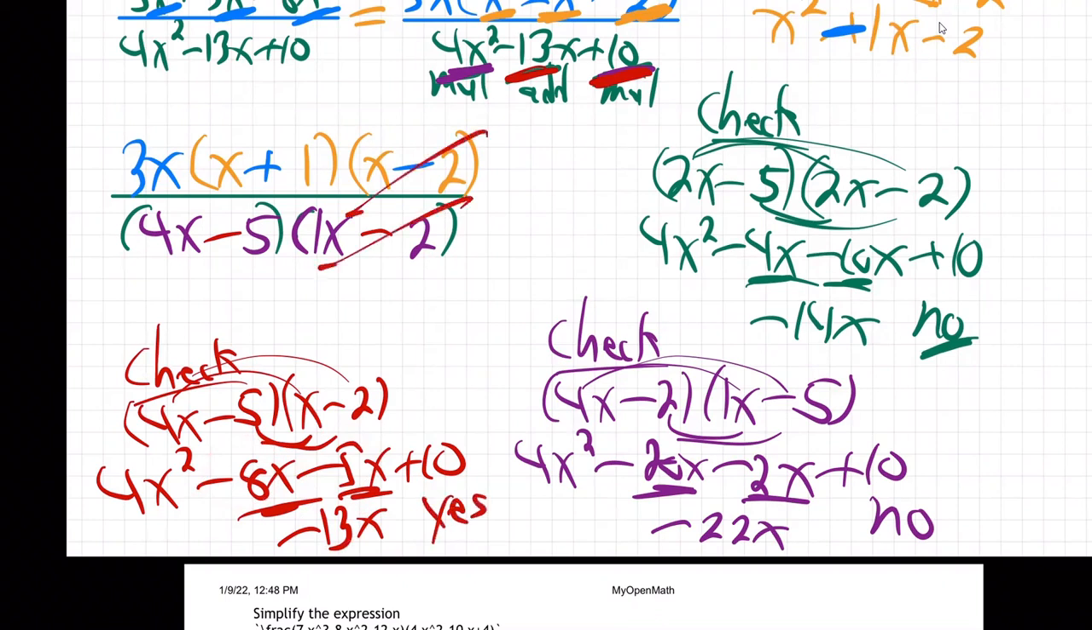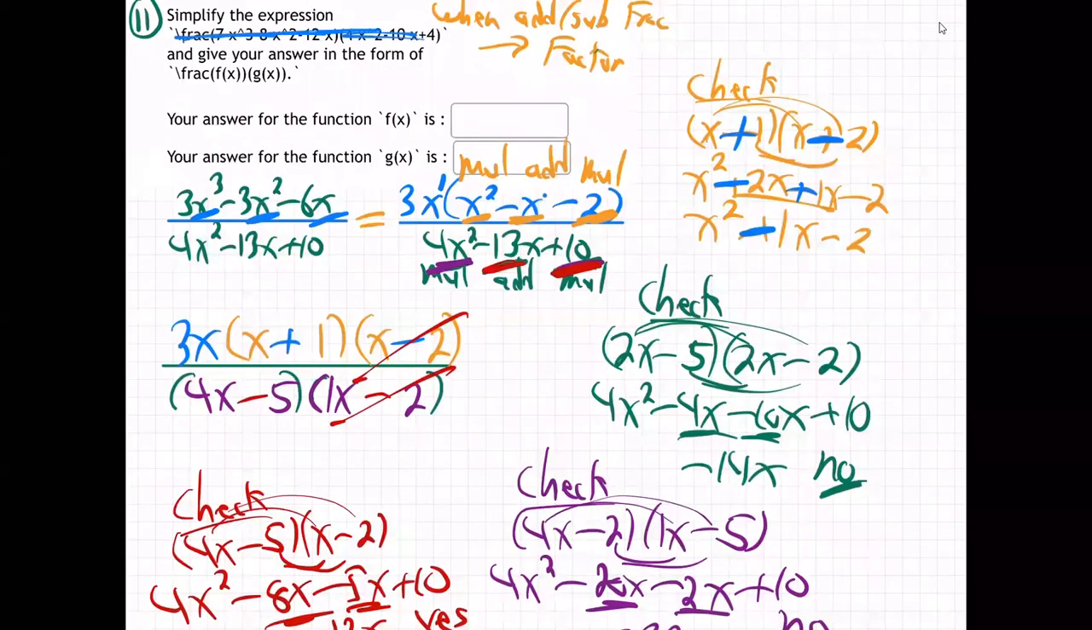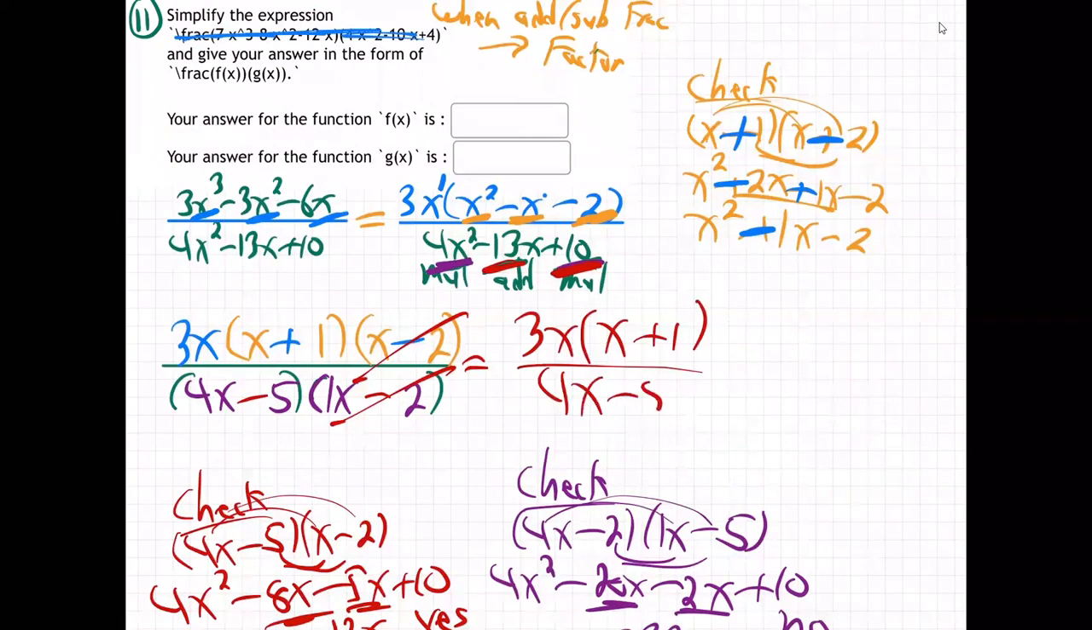Now these can cancel, can't they? And so the final answer, once they cancel, what do we have? We have 3x times x plus 1. Sorry, I'm kind of running out of room here. Let me just get rid of this. Get all those checks everywhere. We have 3x times x plus 1 on the top, and we have 4x minus 5. And we don't need the parentheses on the bottom anymore because there's nothing to separate it from. We do need the parentheses still on the top because there is still a separation.